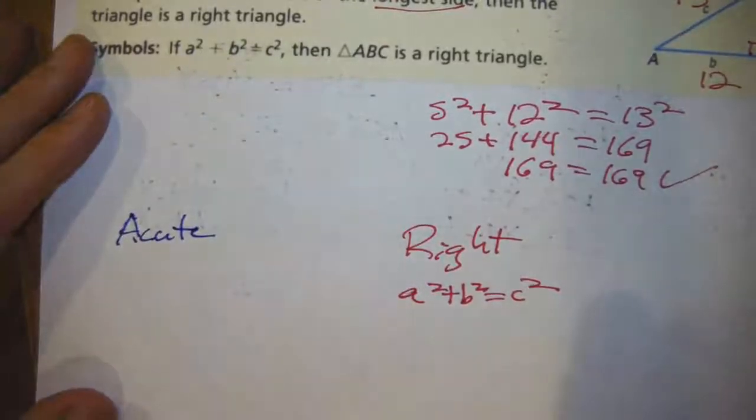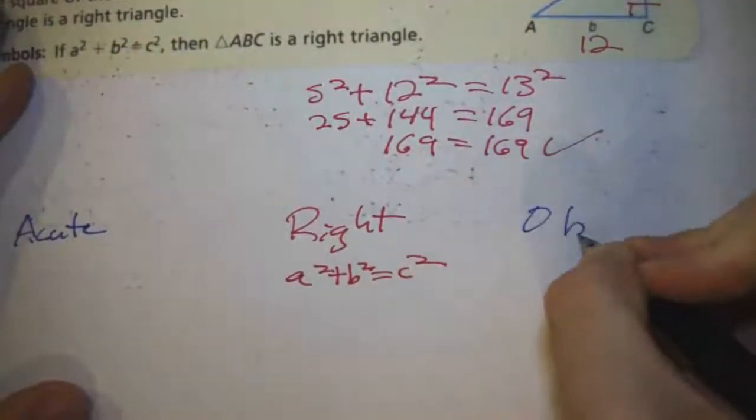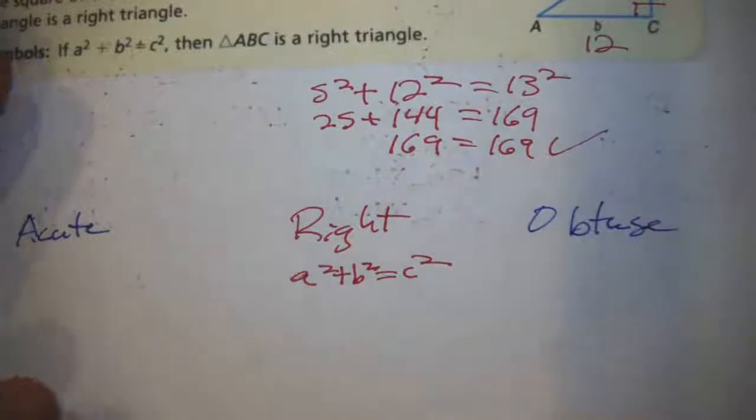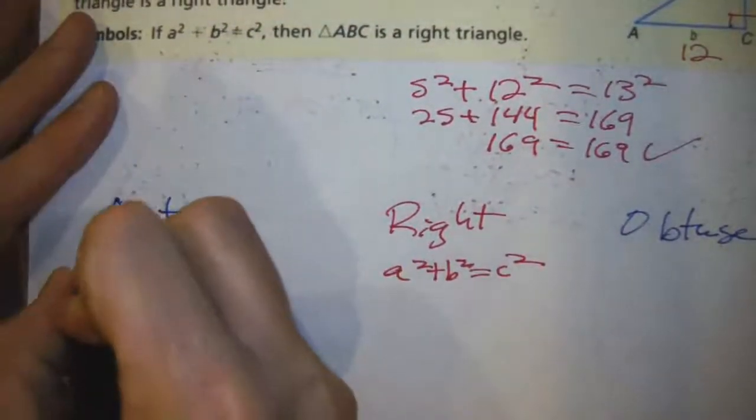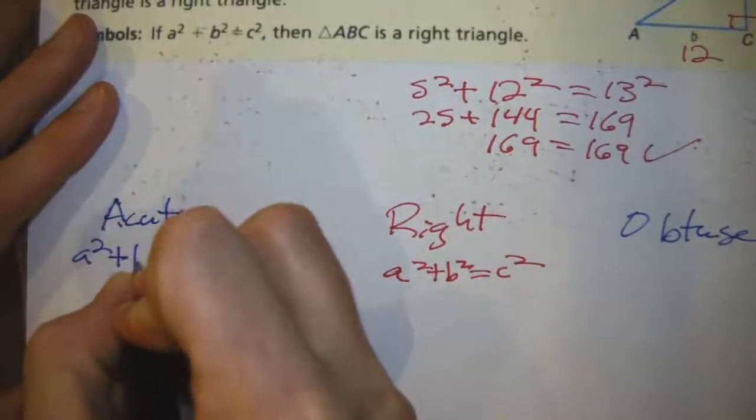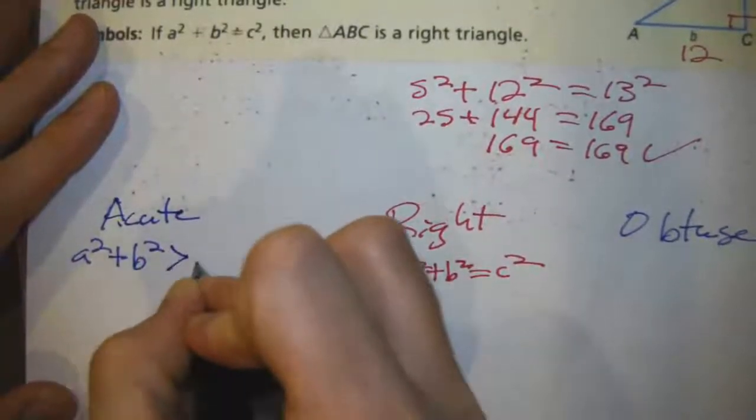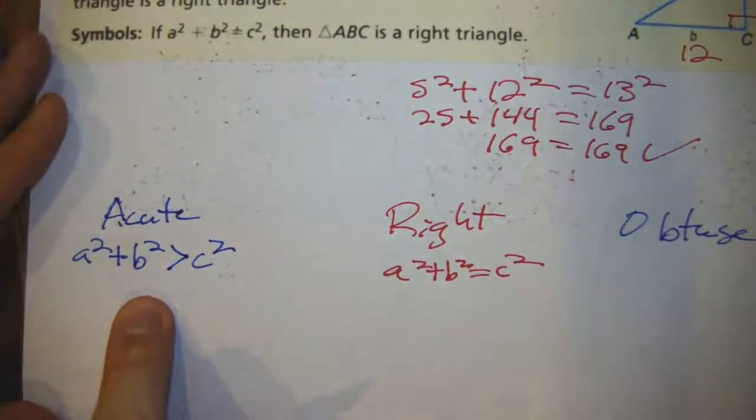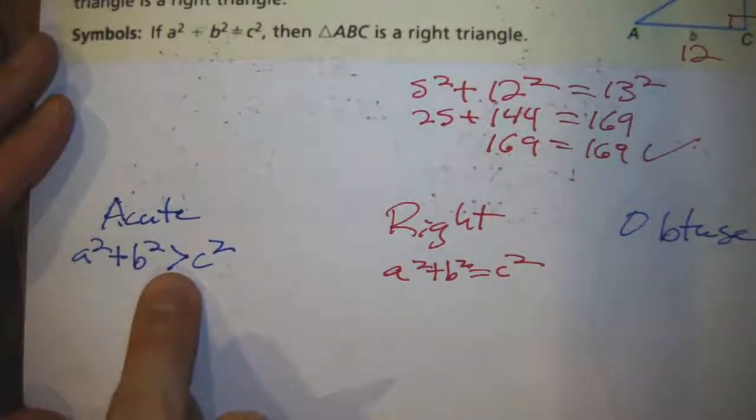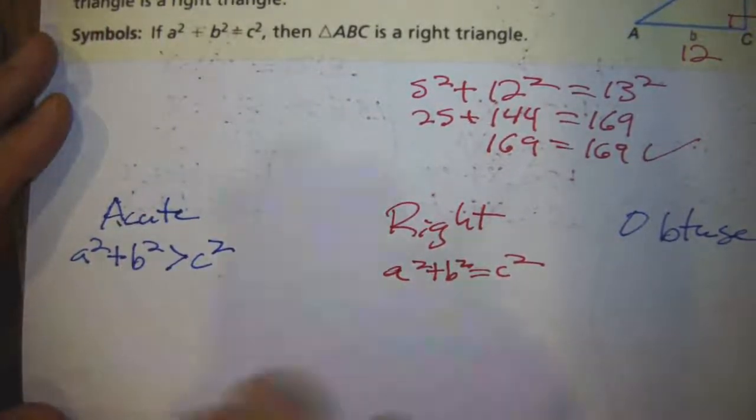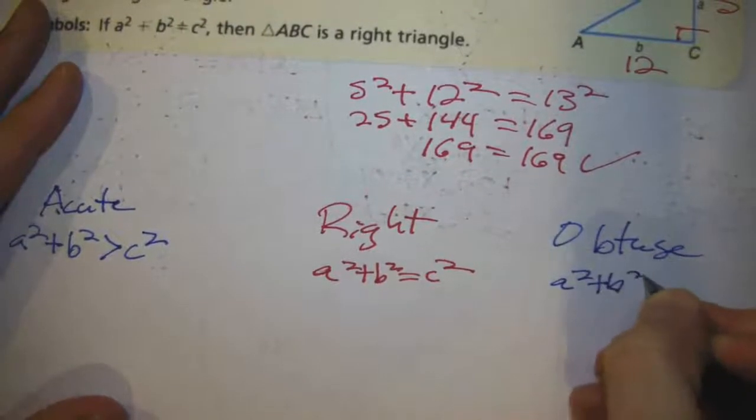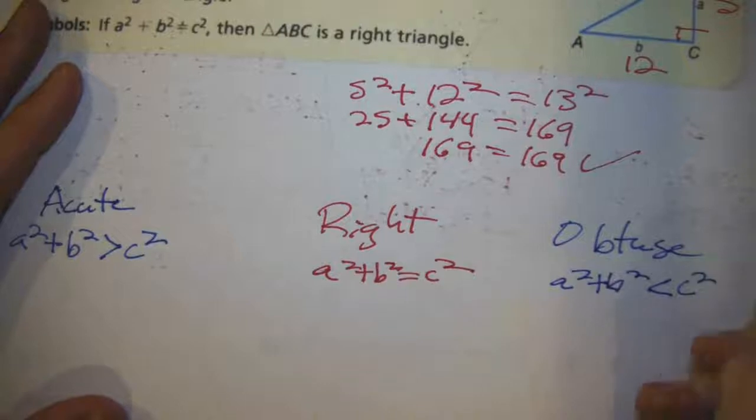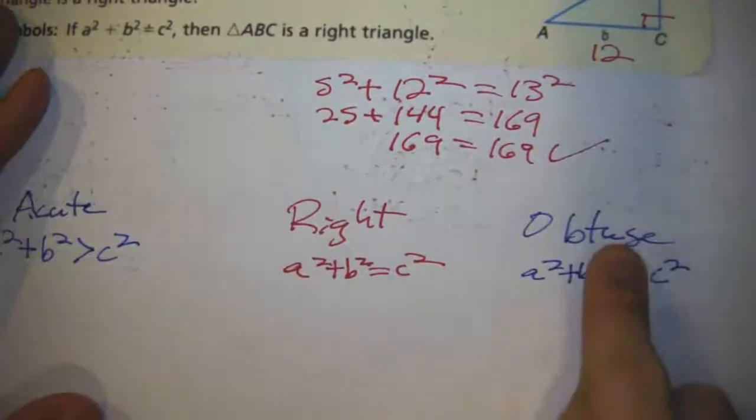We could have something that's acute, or we could have something that is obtuse. We would have an acute triangle if a squared added to b squared is greater than c squared. All right, so if the AB side ends up being greater, then we've got an acute triangle. If, however, that C side ends up being the larger, then it's obtuse.